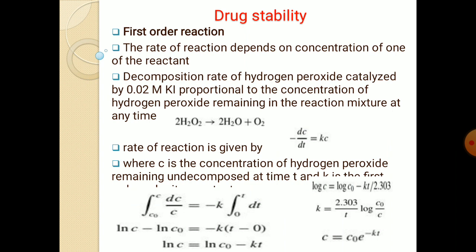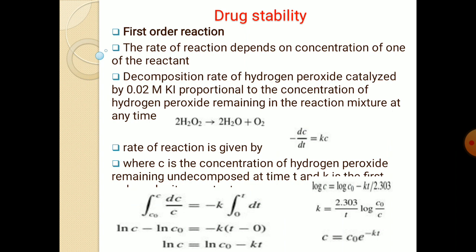An example is the hydrogen peroxide decomposition, which is catalyzed by 0.02 molar potassium iodide. So the rate of reaction is proportional to the hydrogen peroxide concentration. As the concentration decreases, the rate of reaction will also decrease. You can see the reaction shown, and the rate of reaction is given by minus dC by dt is equal to K into C. C is introduced here because the rate of reaction depends on the concentration, and K is the reaction rate constant for the first order.